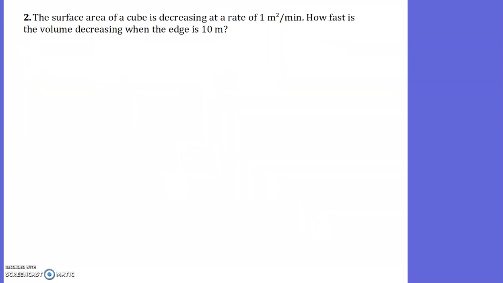The surface area of a cube is decreasing at a rate of 1 meter squared per minute. So I'm going to go ahead and put a little negative here so I remember. How fast is the volume decreasing when the edge is 10 meters? Okay, so I know that this is going to be a two-part one because what they gave me is area, so that means I have to use my area equation. But what they're asking for is volume, so I'm also going to have to use my volume equation. So first thing I'm going to do is draw my cube.